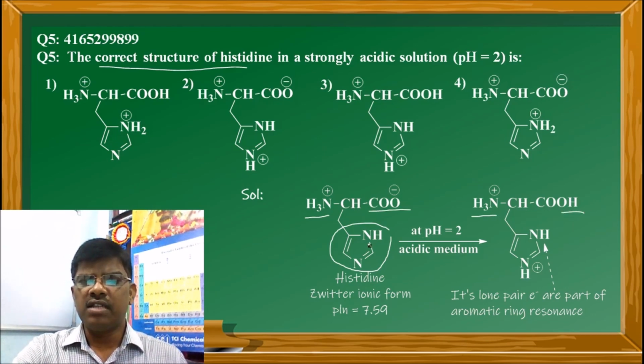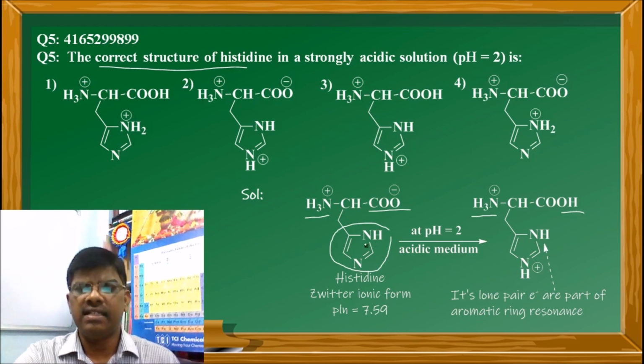When it comes to this NH and N, this N has 2 lone pairs of electrons, but these 2 lone pairs are part of the aromatic ring structure. As per Hückel's aromatic rule, this is an aromatic compound. How many pi electrons are required? 6 pi electrons are required: 1, 2, 3, 4, 5, 6. So these lone pairs are part of the aromatic ring resonance, and this nitrogen is not going to form a salt with H plus ions.